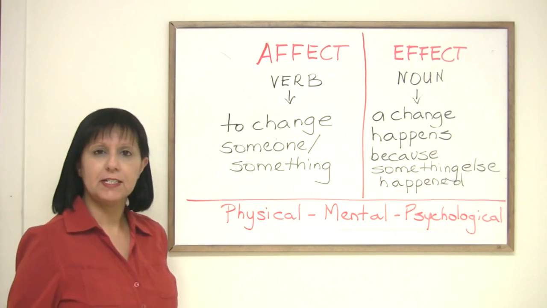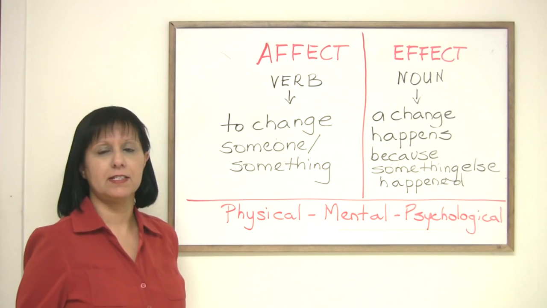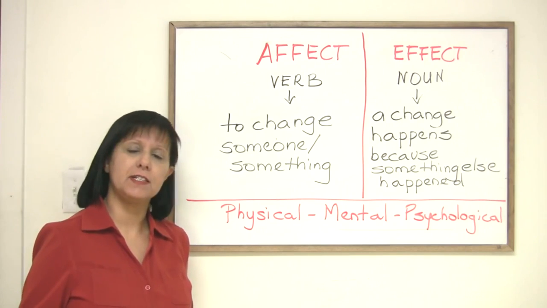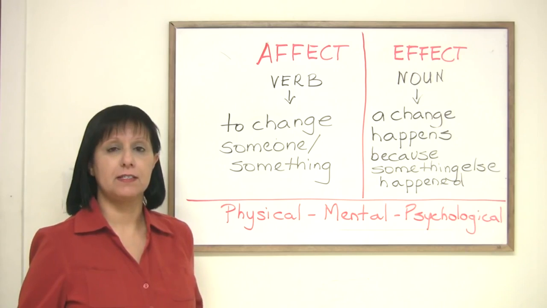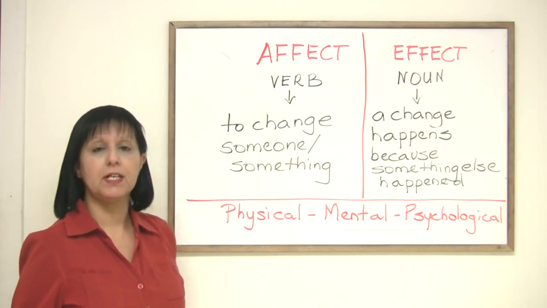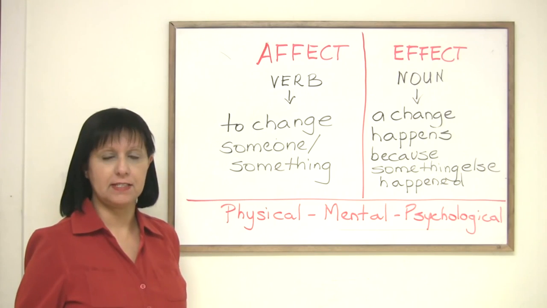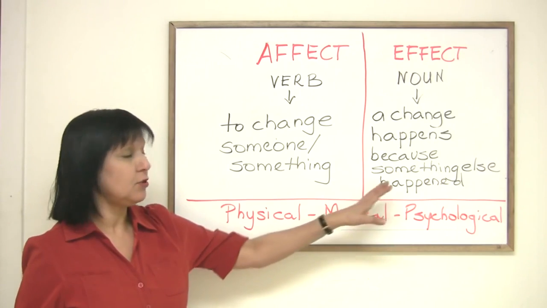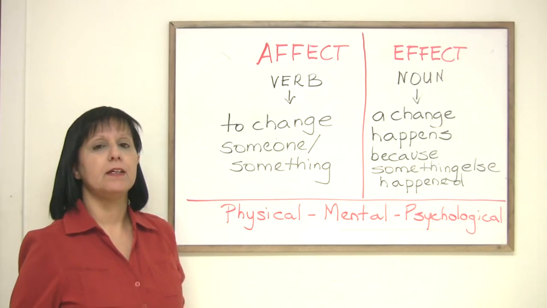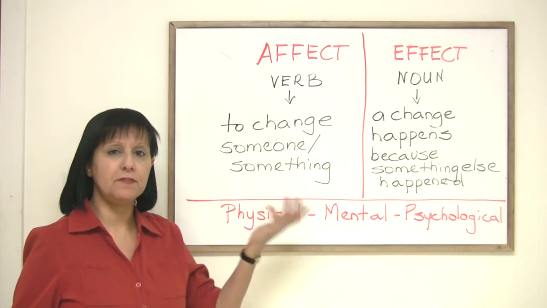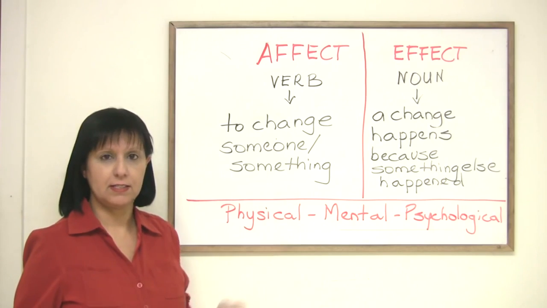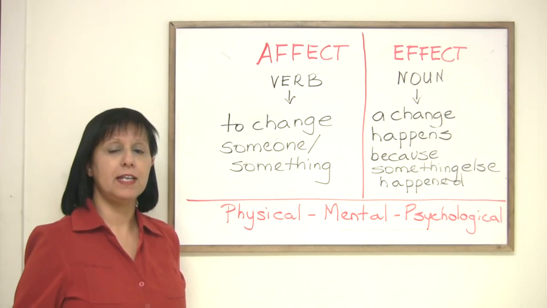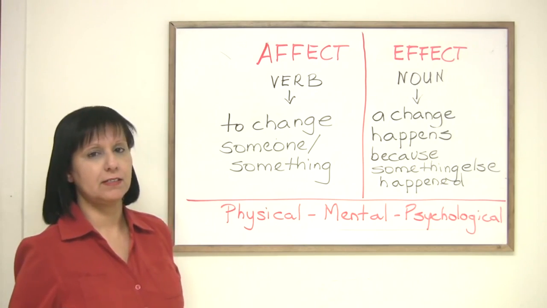Smoking affected the condition of his lungs. Smoking affected the condition of his lungs, right? I used the verb affect in the past tense, affected. We could use the same example and use the noun, right? Smoking had a negative effect on his lungs.